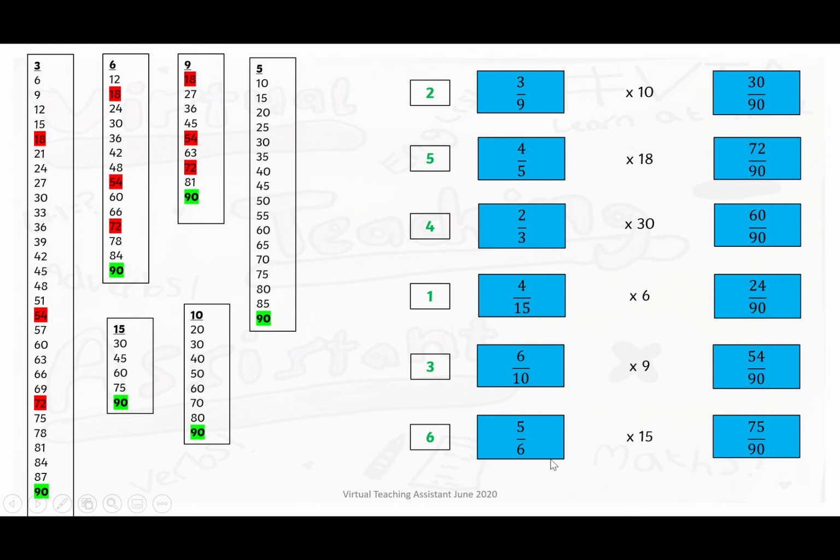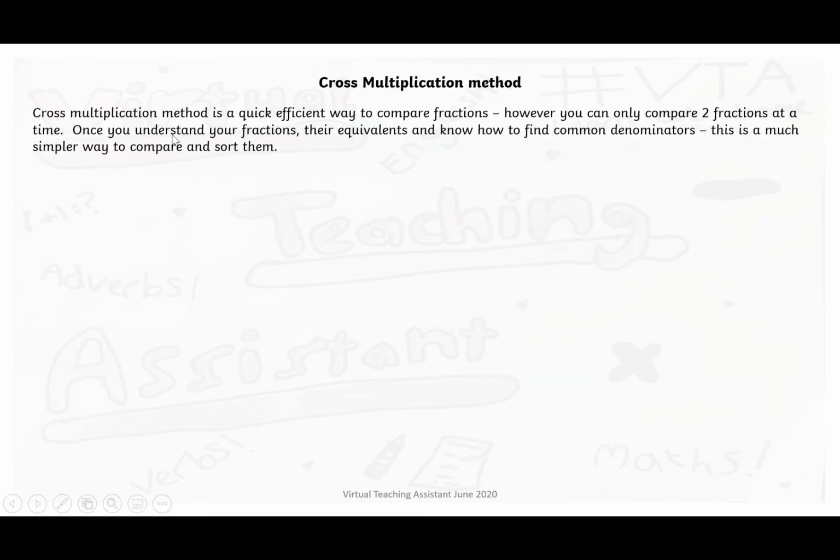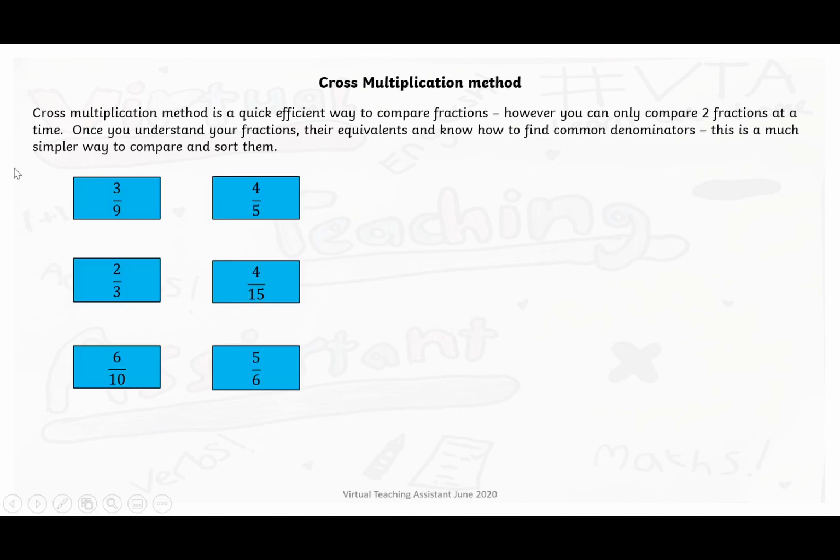But I would say that once you understand this and your equivalent fractions and things like that, then it's better to do cross multiplication, okay? Because you're understanding the why. All right, let's move on. Cross multiplication is quick and efficient. You can only compare two fractions at a time. So once you understand your fractions and their equivalents and know how to find the common denominators, this is a much simpler way, like I was just saying. So once you understand all the ins and outs, then this is the best way to just do it quickly.